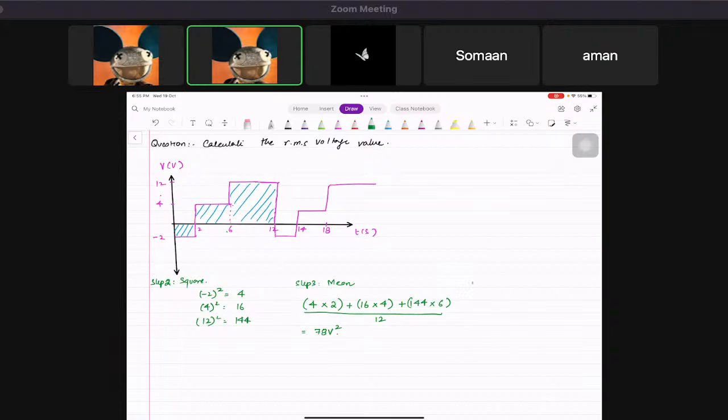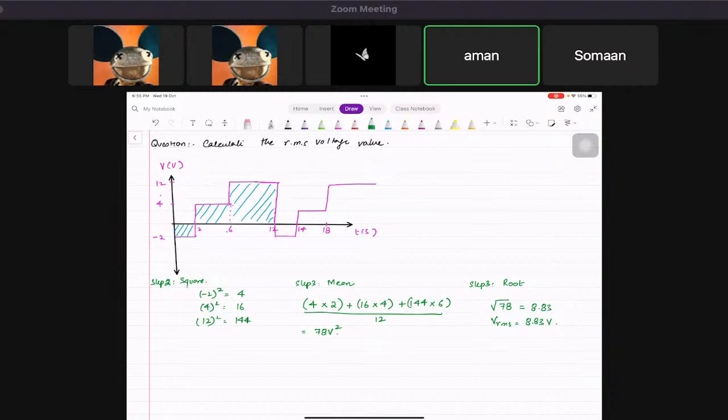And the last step was basically taking the root, and that's pretty simple. By taking the root, you're going to get 8.83. And this is the RMS voltage, which is 8.83 volts. All right, do you guys also understand this now? Yes, sir.